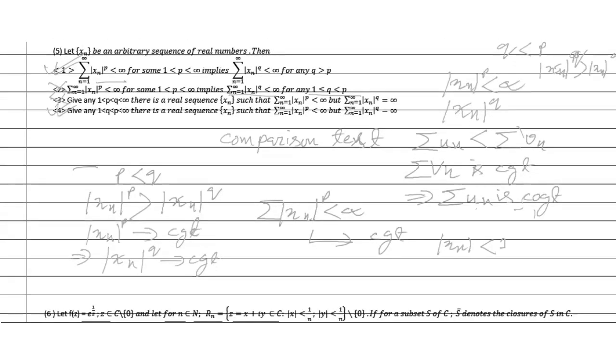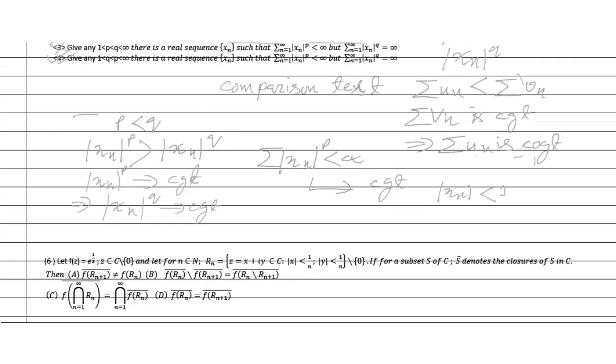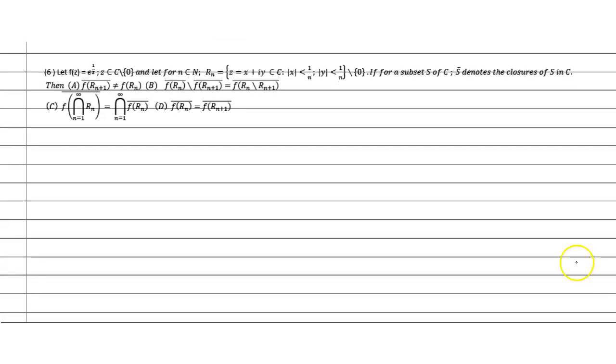If the bigger term is convergent, meaning the largest term is convergent, then the smaller term is also convergent. But if the smaller term is divergent, then the largest term is also divergent. The next problem is a very nice problem, friends.